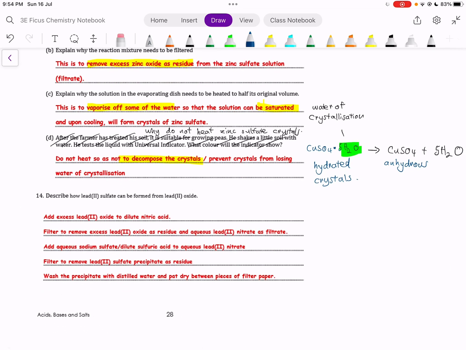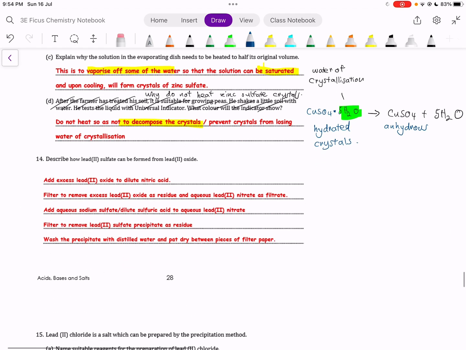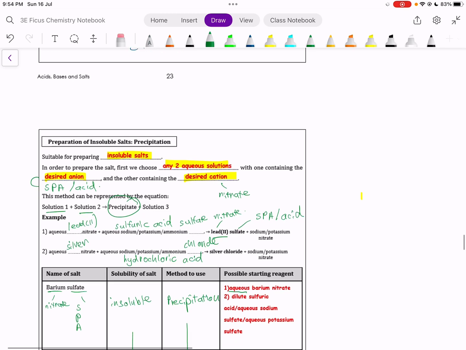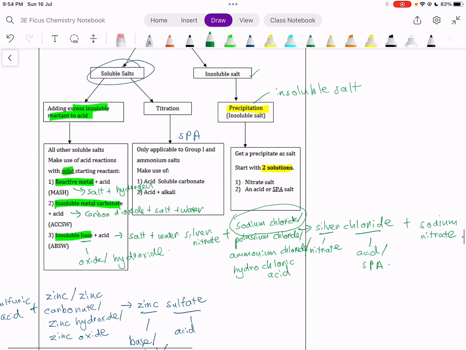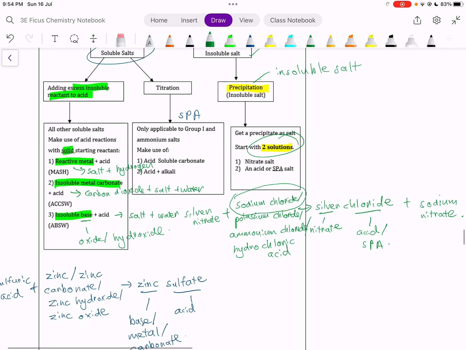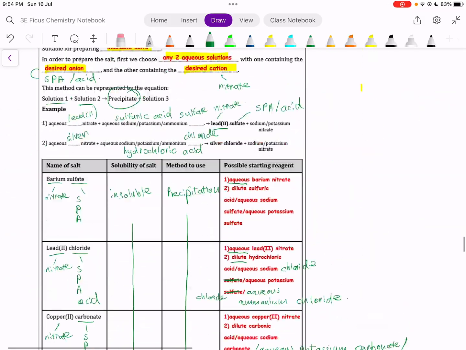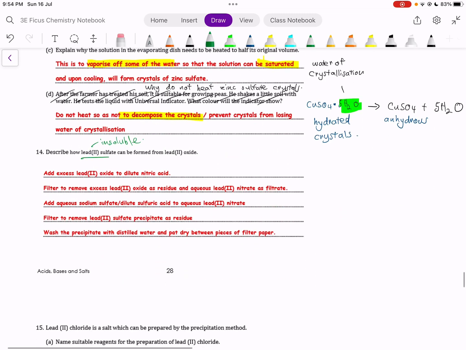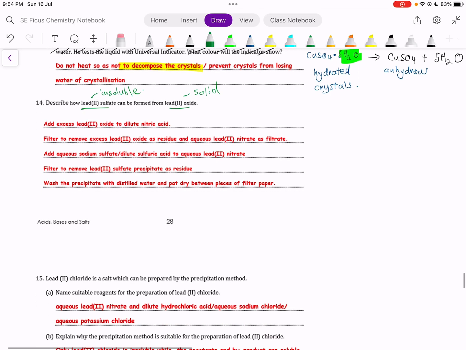Describe how lactose sulfate can be prepared from lactose oxide. Lactose sulfate is actually an insoluble salt, which if you base on what you learned earlier, you must start from two solutions, right? Two solutions are over here. But lactose oxide is actually insoluble. This is actually a solid. So how? Don't worry, step by step first.